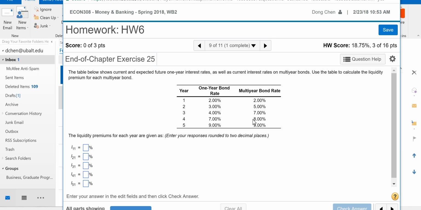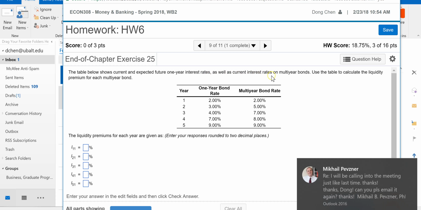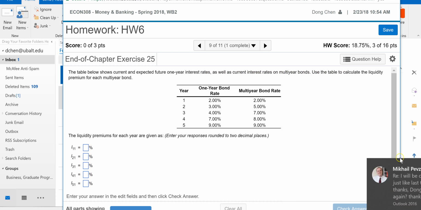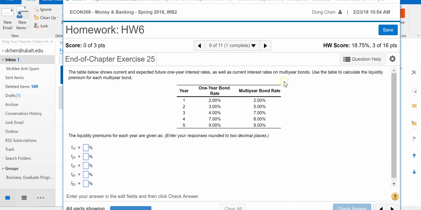This is question number 9 of homework 6 for chapter 6. The table below shows current and expected future 1-year interest rates, as well as current interest rates on multi-year bonds. Use the table to calculate the liquidity premium for each multi-year bond.